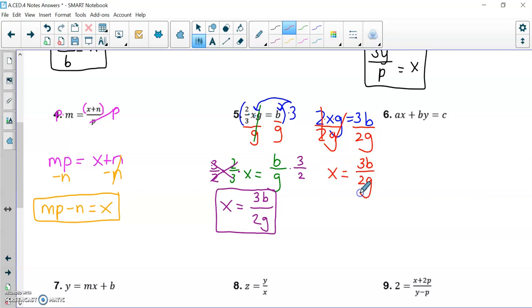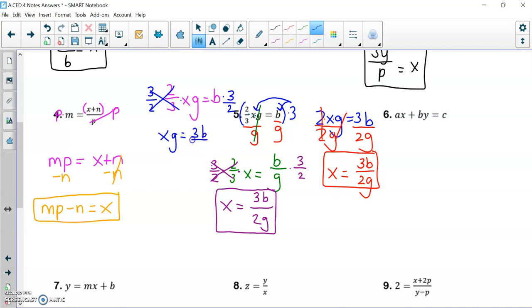So that was another way to get the answer. You get the same exact answer here. The third way that you could do this is you could have 2/3 times x times g is equal to ab. This is the more complicated way. You could have first started with multiplying by 3/2 on both sides, and I wind up with x times g is equal to 3b over 2.